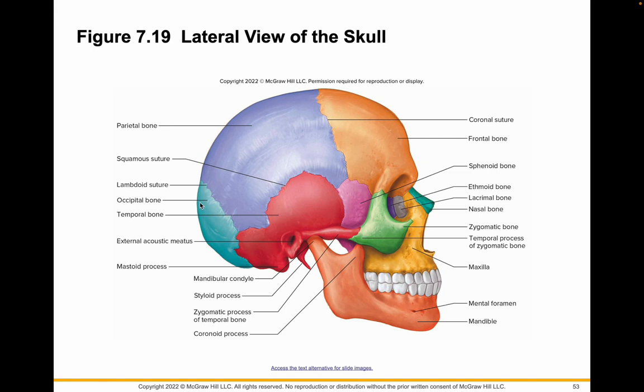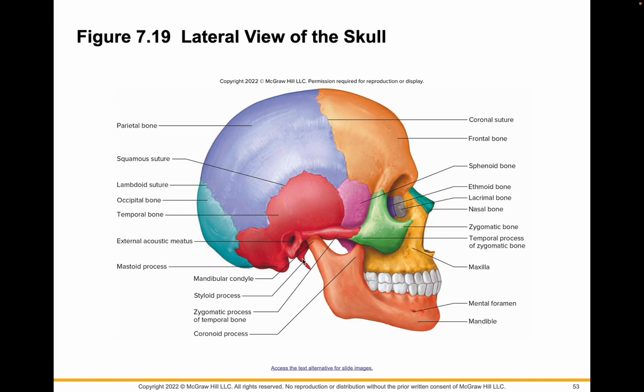The sutures I would like you to know: coronal, squamous, and lambdoid. Now, anytime we use the word process, it means a projection. So the zygomatic process of temporal bone. So they're talking about the temporal bone, and it is a process that's going to connect with the zygomatic process. So here's the temporal process of the zygomatic bone. So these are projections where they connect.